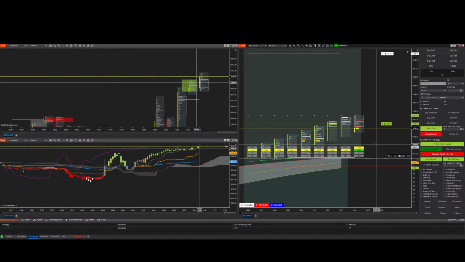Stop filled, to the top of where I expected that move to go.